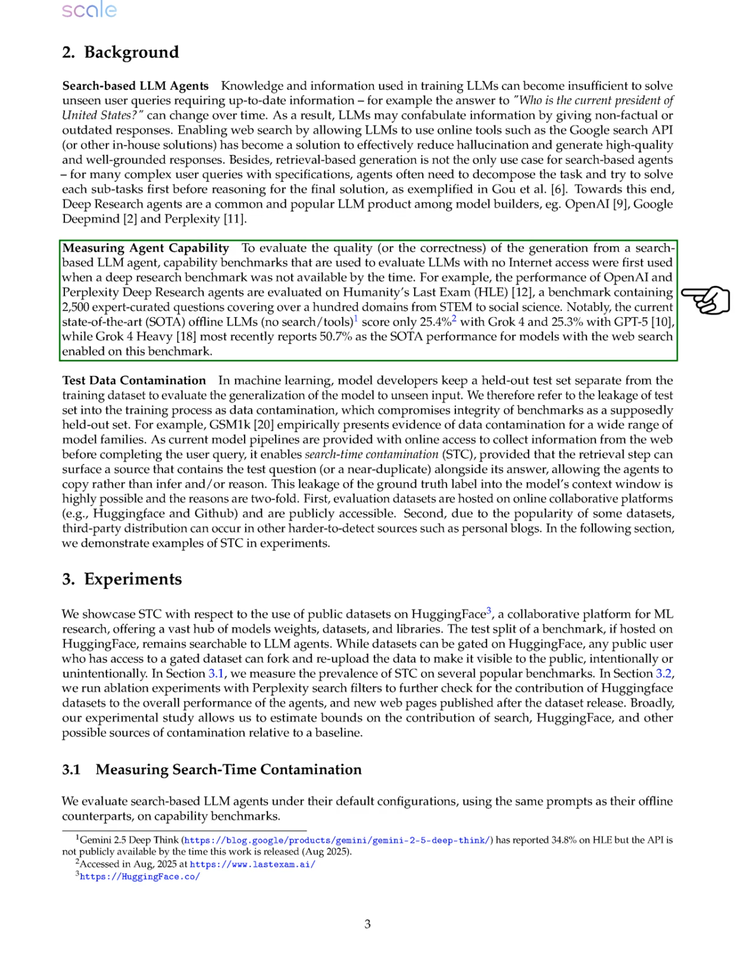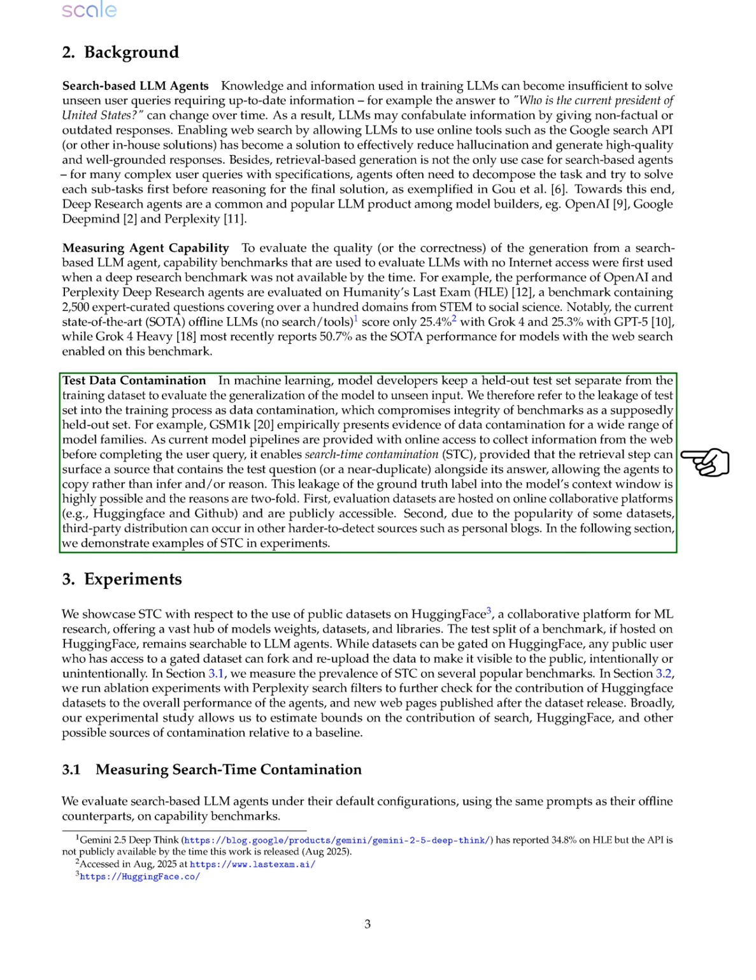Section: Test data contamination. In this section, we discuss test data contamination in machine learning. We keep a separate test set from the training data to assess how well our model performs on new inputs. When test data leaks into the training process, we call this data contamination, which undermines the reliability of our benchmarks. For instance, GSM1K shows evidence of such contamination across various model types.